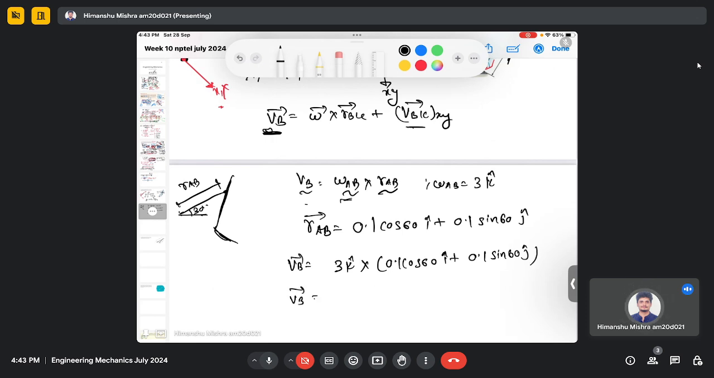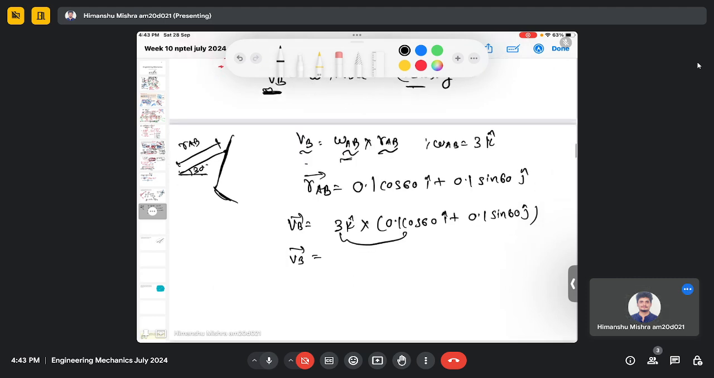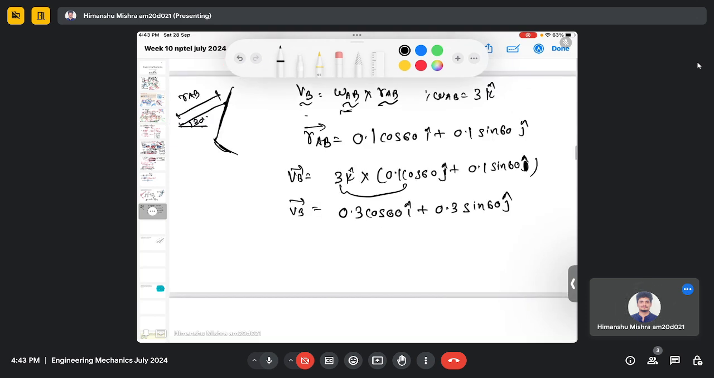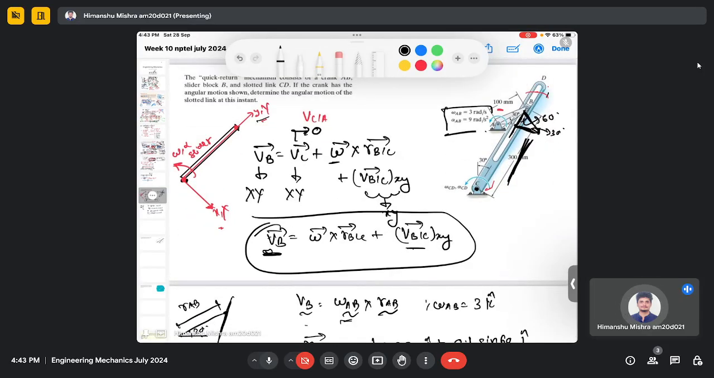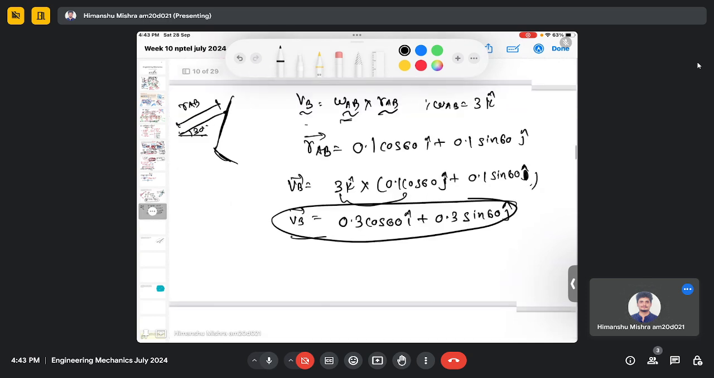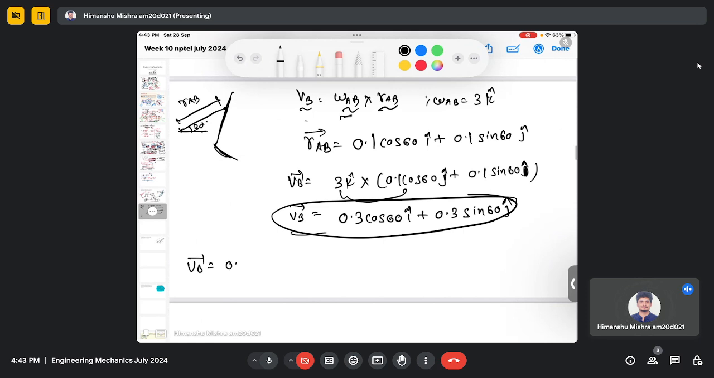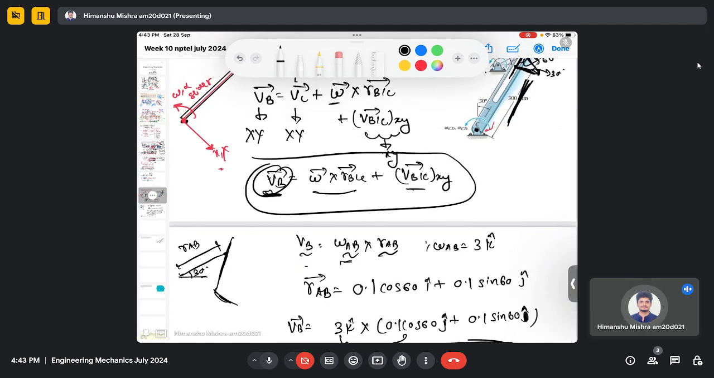So the VB vector will be, if I do, should be j, should be i. So 0.3 cos 60 i, 0.3 sin 60 j. So this is my VB vector. Now I can use this expression here. So my VB vector is this. So VB, which is 0.3 cos 60 i plus 0.3 sin 60 j, equals omega cross RBC.